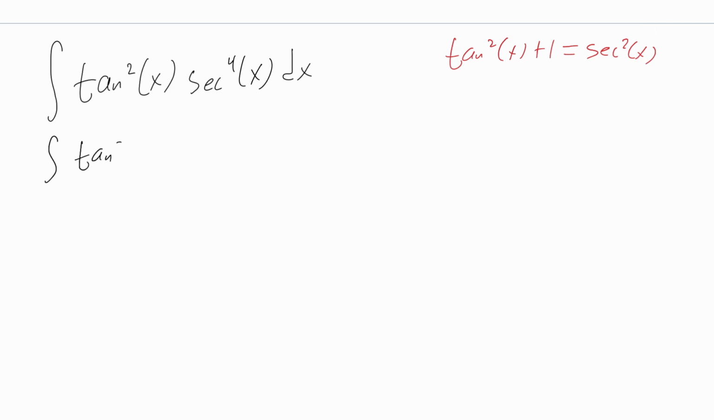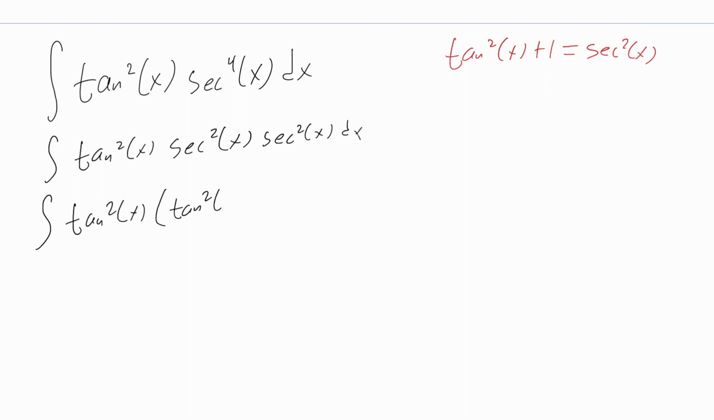So this becomes the integral of tangent squared x times secant squared x times secant squared x dx. And I can make one of these secant squareds turn into a tangent squared plus 1. So I'll go ahead and make the middle guy turn into tangent squared of x plus 1 times secant squared x. And how does this help us?